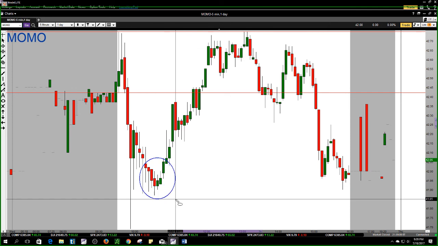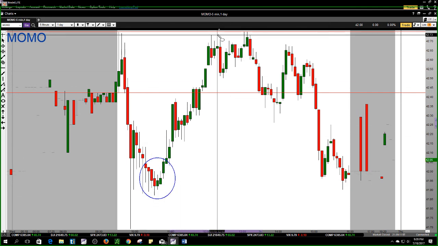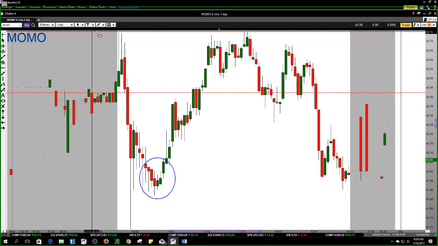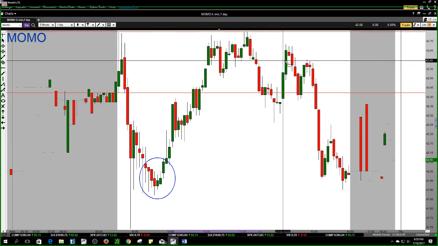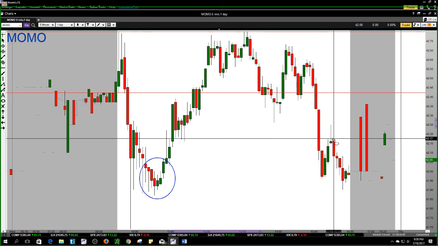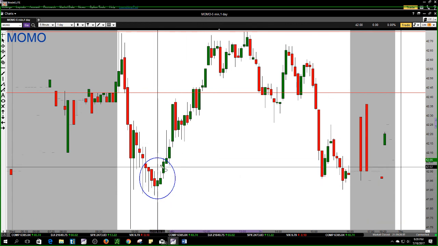Here's your 10:30 time on Momo, would have given you a huge move to the upside. And look at the opening range on Momo, how it acted as a resistance on this chart and would have given you an opportunity for a short trade back onto the downside. But we're doing time trade reversals. So look at Momo on that time trade reversal area.